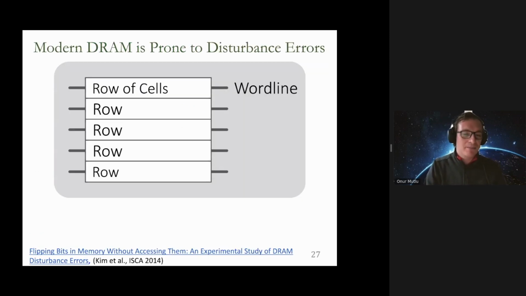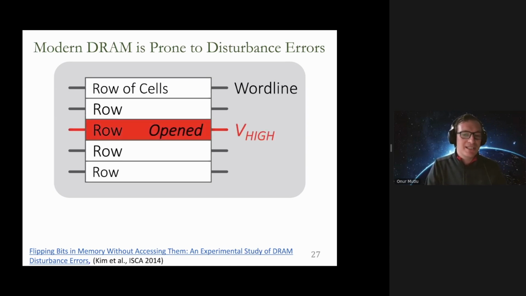So what is the problem? The problem essentially is very fundamental. As long as you have a scaled memory technology, in my opinion, you're not going to be immune to read disturb. And DRAM is nothing special. As it scales to smaller technology nodes, it's going to be vulnerable to read disturb.